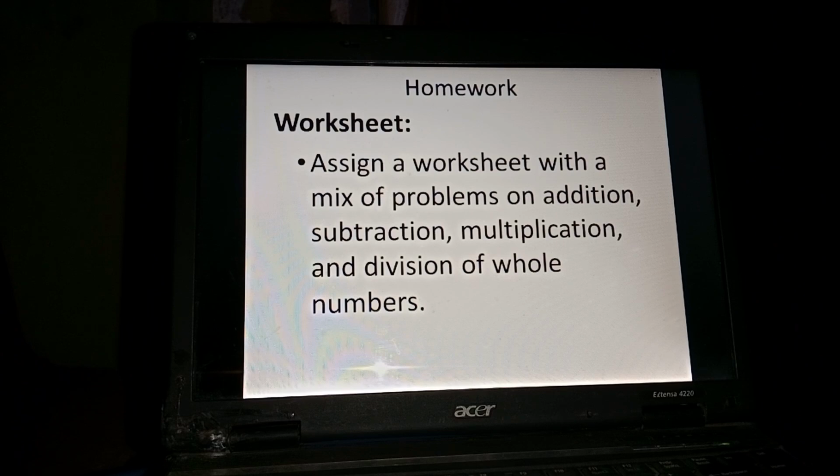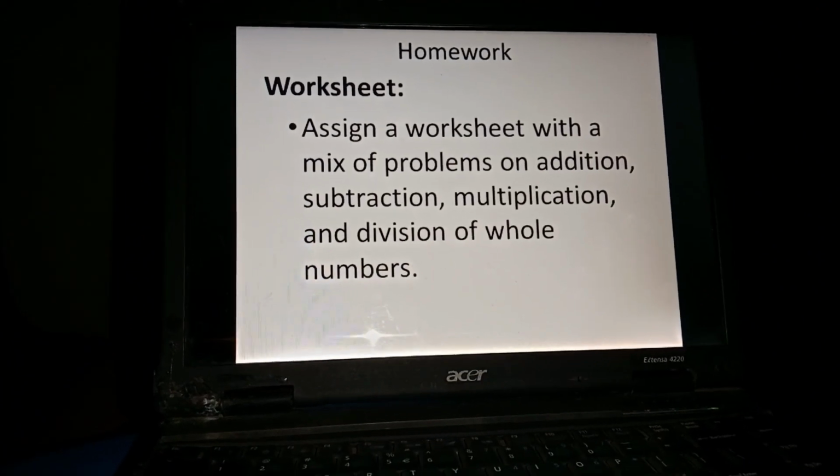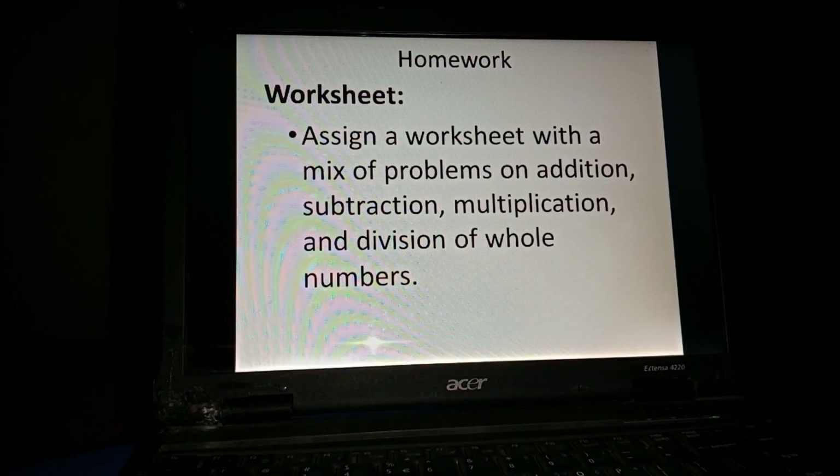Worksheet. Assign a worksheet with a mix of problems. Paul, the camera went off.